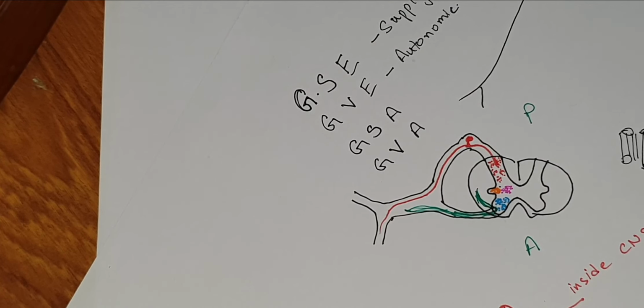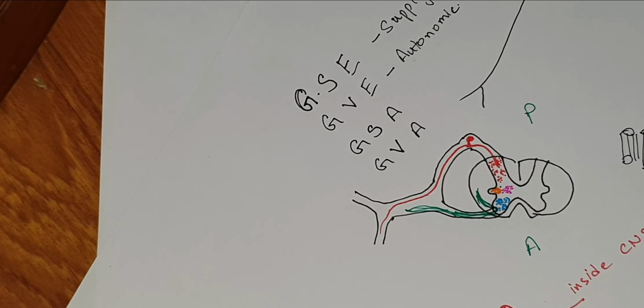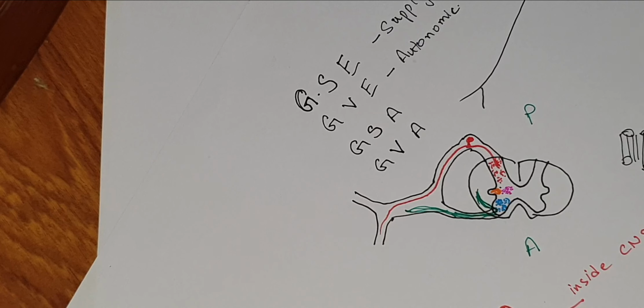So these are the components of the typical spinal nerve. One is the general somatic efferent, which is the motor nerve supply to the skeletal muscles. Then comes the general visceral efferent, which is the autonomic nerve supply. It can be sympathetic or parasympathetic to any organ. Then come the afferent components. The afferent components are the general somatic afferents and the general visceral afferents.